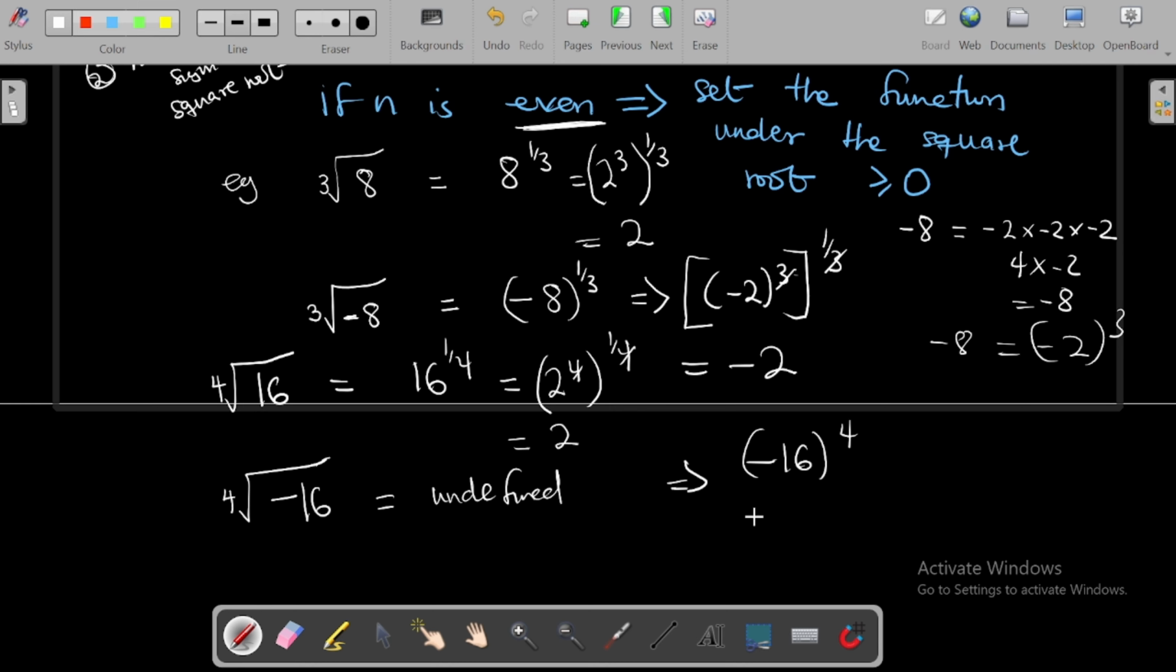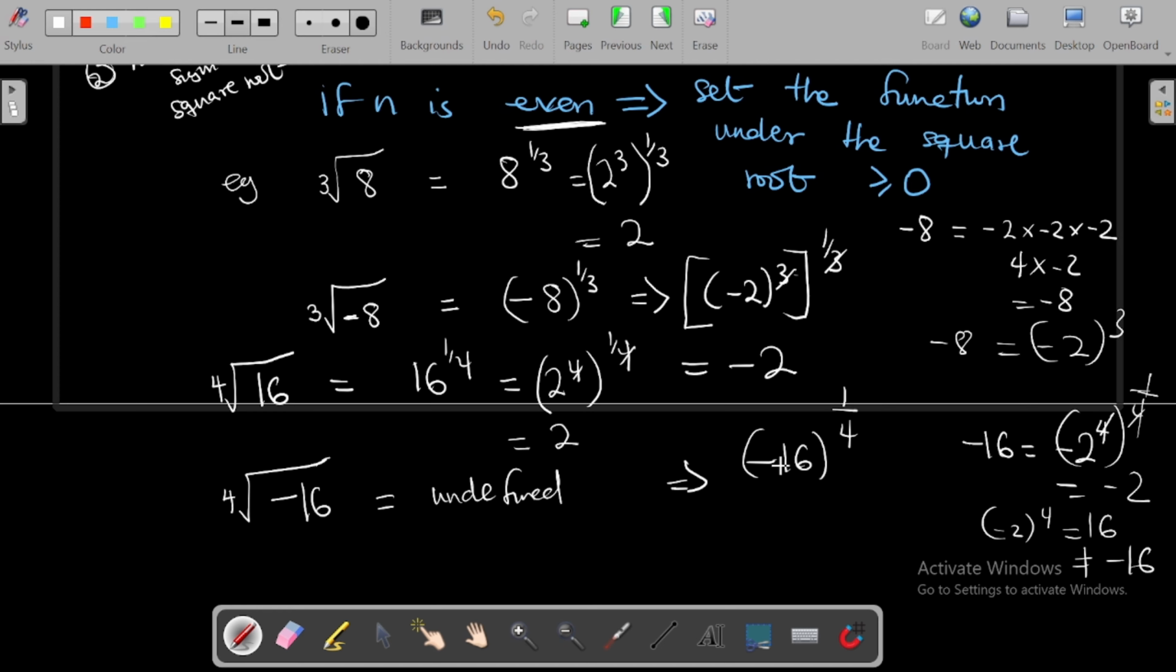4. Okay, now you cannot say that negative 16 is the same as negative 2 to the power 4, and then, sorry, let me have 1 over 4 here, and then come and say that this 4 cancels 4, and then you get negative 2. No, that's not how we calculate this, because if you take negative 2 exponent 4, you are going to get 16 and not negative 16.